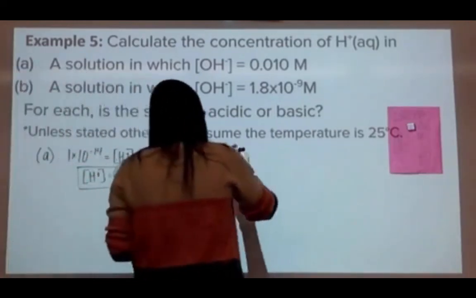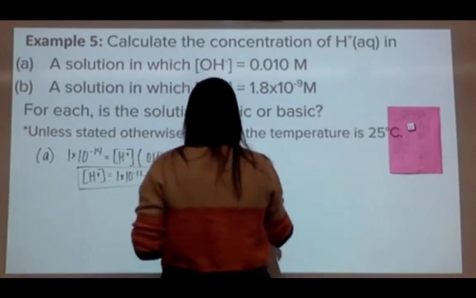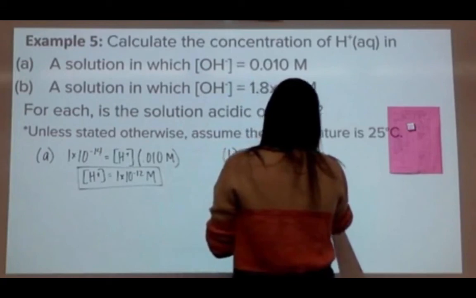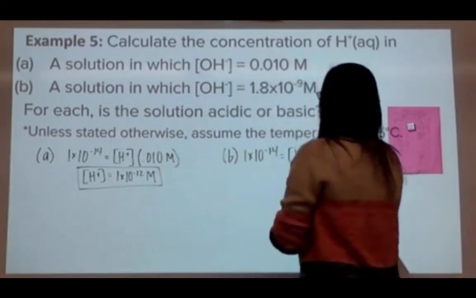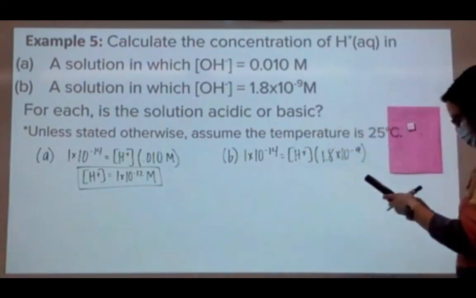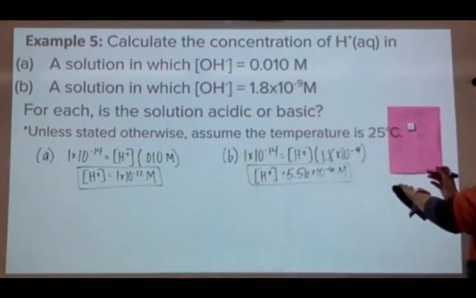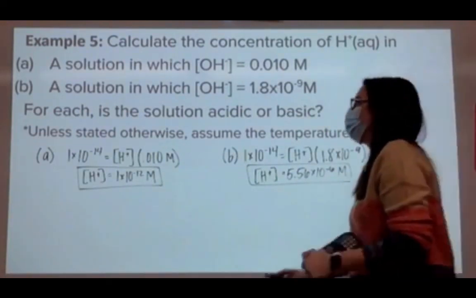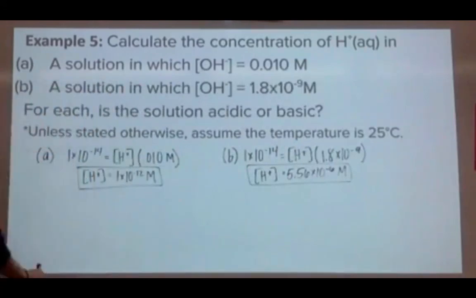So part B, see if you can plug it into your calculator. Solve for part B. We're solving for H plus when OH minus is 1.8 times 10 to the negative 9th. So I got 5.56 times 10 to the negative 6th. Very last thing that it wants us to do is specify whether the solution is acidic or basic.